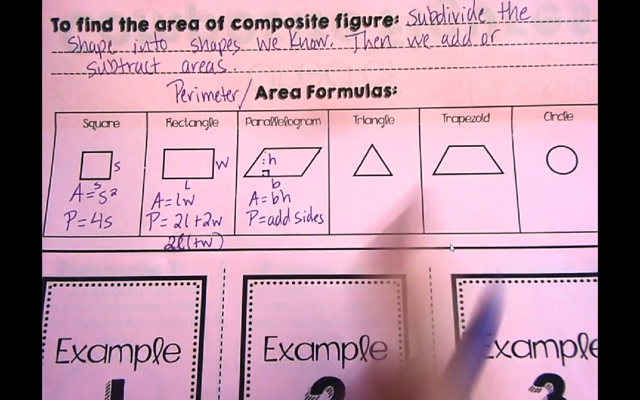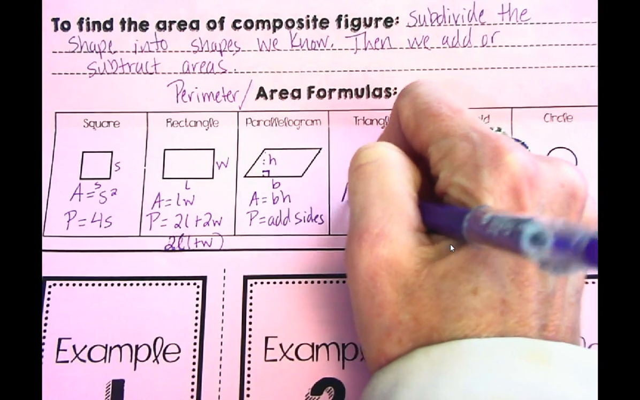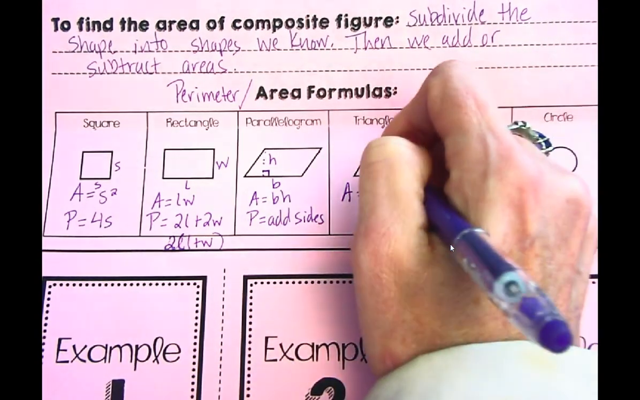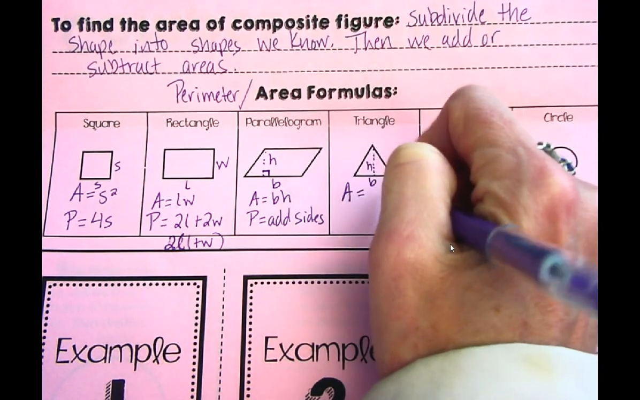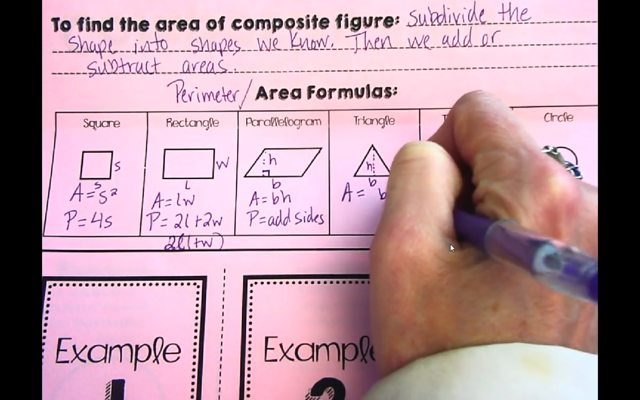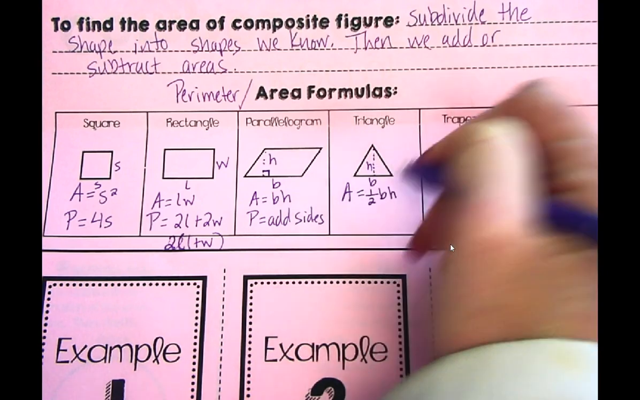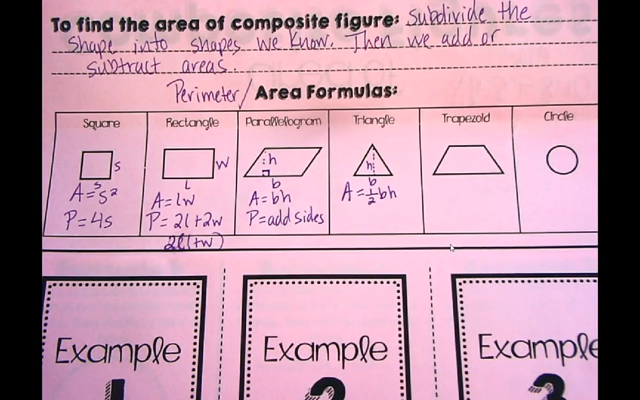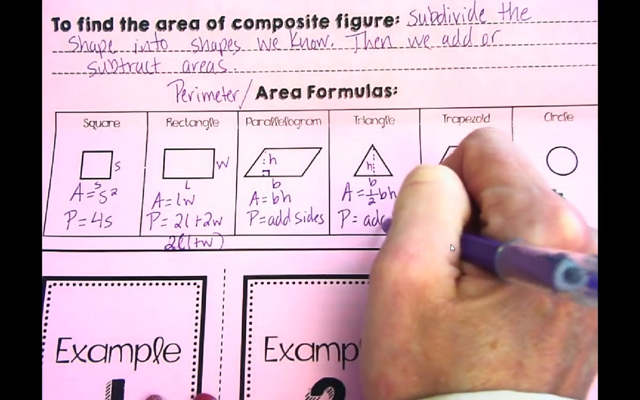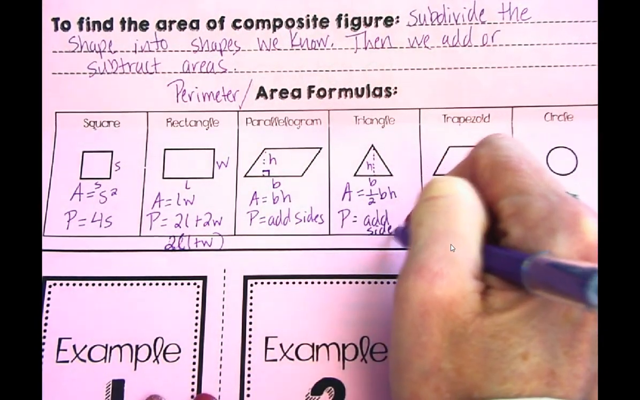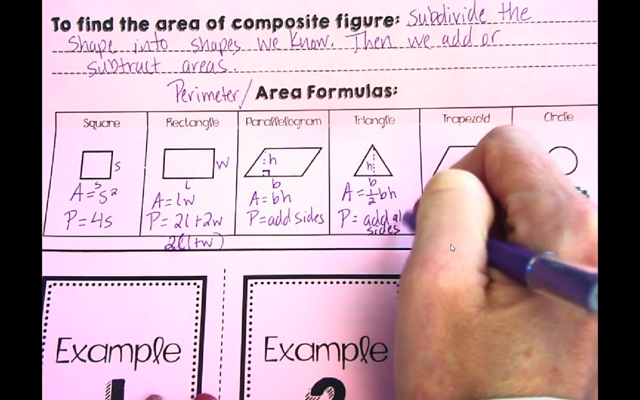A triangle, the area of a triangle, you guys had to use this in the mowing problem, is base times height again, but this time it's 1/2 base times height, because a triangle is half of a quadrilateral. And the perimeter, you're just going to add the sides. Whatever the sides are, you're going to add all 3 sides.